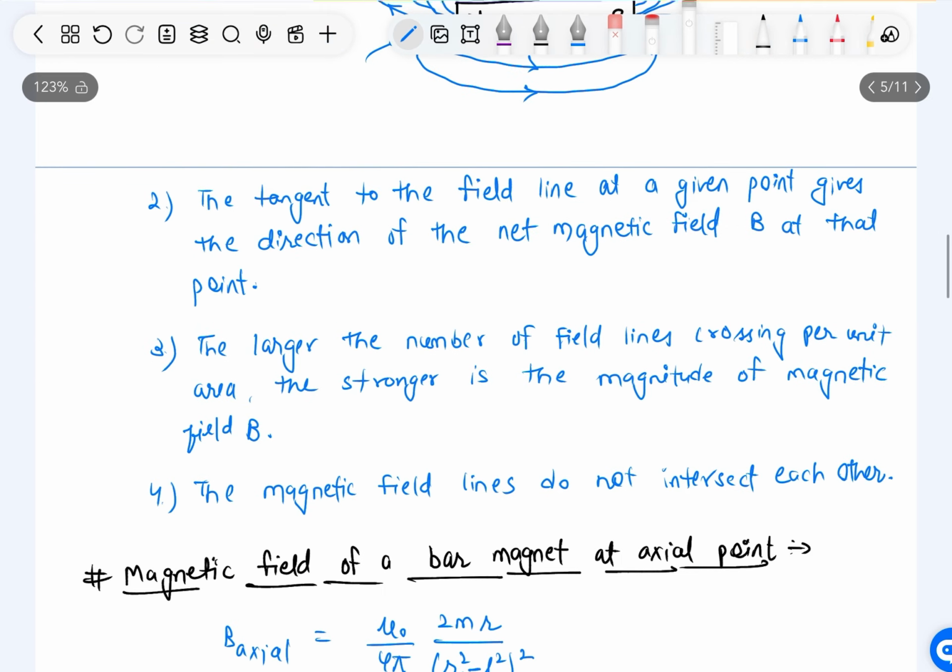The last property is that magnetic field lines do not intersect each other. Why? Because if they intersect, at the point of intersection there would be two values for the magnetic field, which is not possible. So, magnetic field lines do not intersect each other.